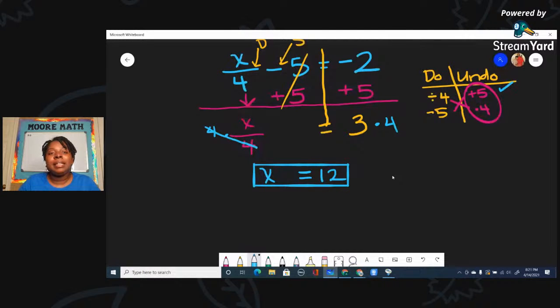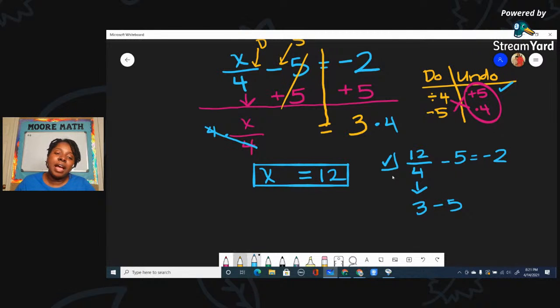So that's what we did the last couple of weeks, right? We always check our work just to make sure it's right. In place of x divided by 4, we're going to put 12 divided by 4 just to make sure we are correct. All right, so 12 divided by 4 is 3.